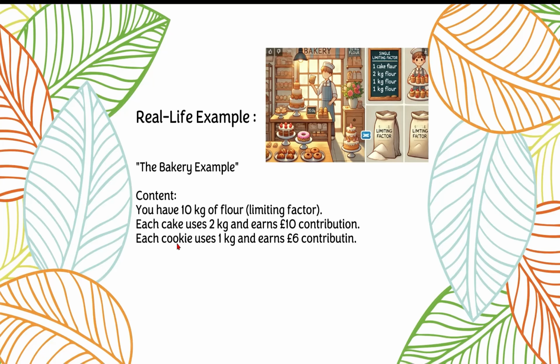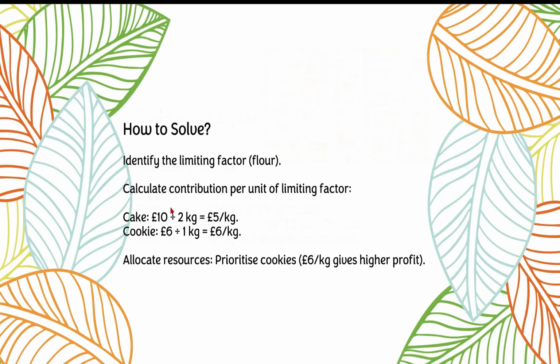If I produce the cake, it will use 2 kg of the flour and let me earn $10 contribution. But if I choose to produce cookie, it will only use 1 kg of the flour and let me earn $6 contribution. So as the flour is the only limiting factor, the only constraint that restricts me from maximizing my profit or the contribution, which product should I choose to produce with 10 kg of the flour in order to maximize the contribution? So let's move into it.